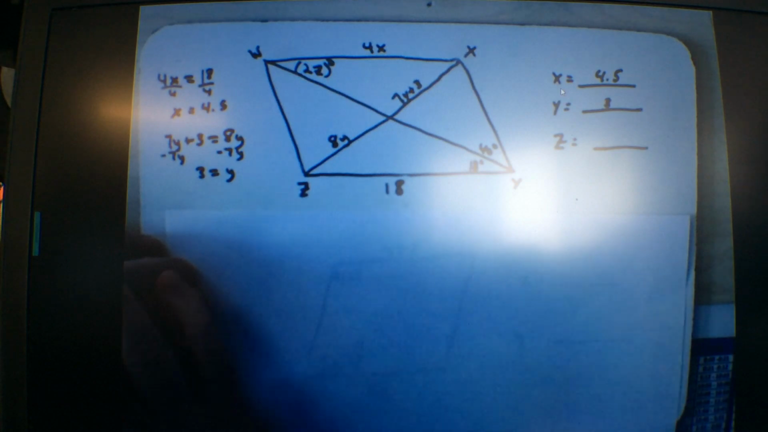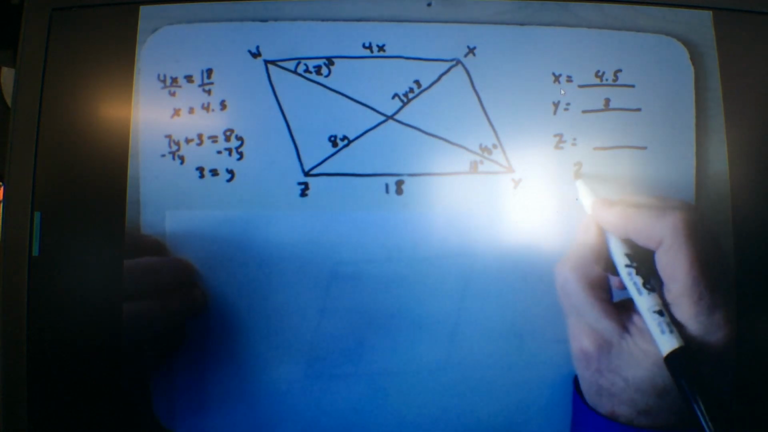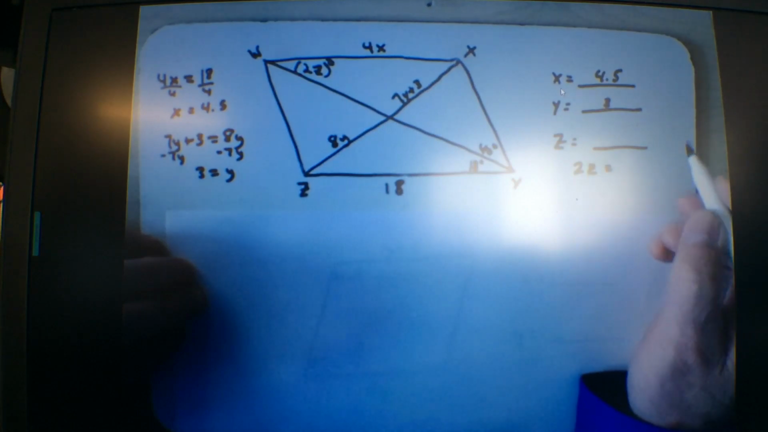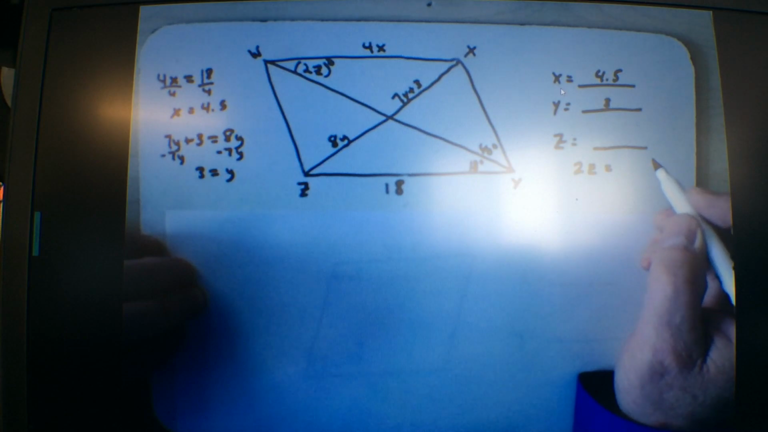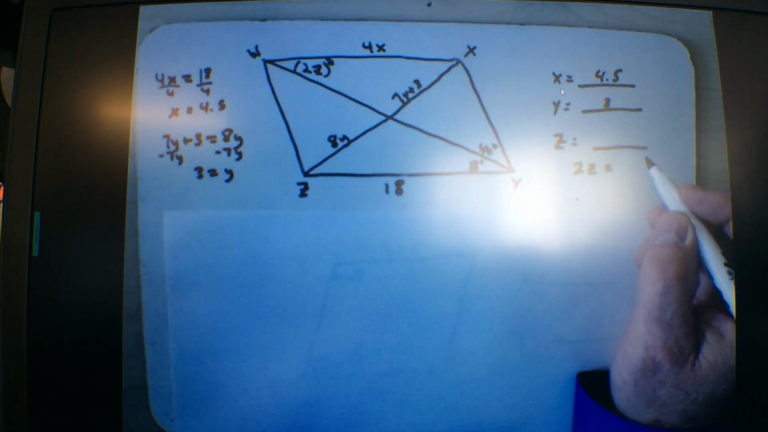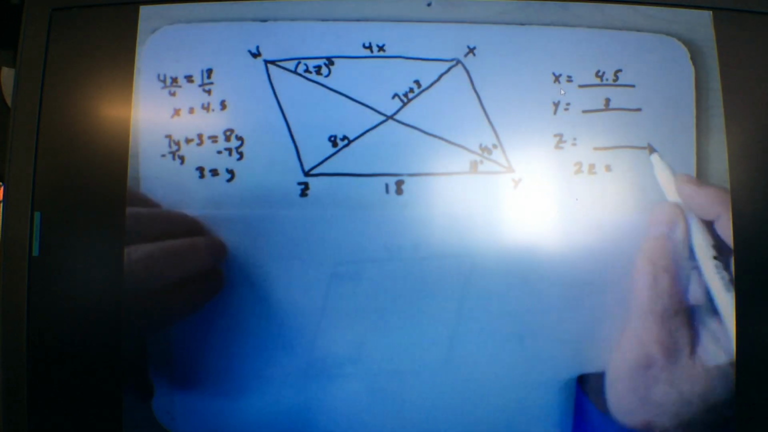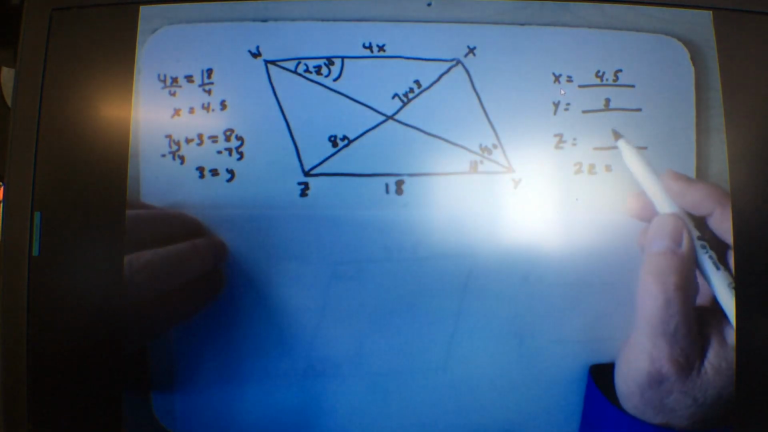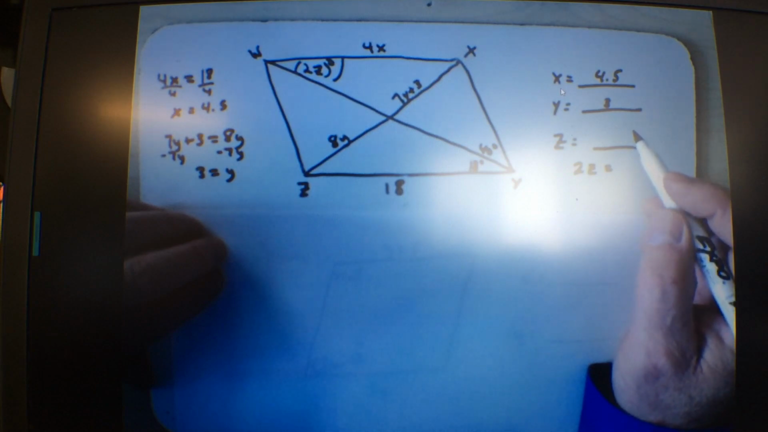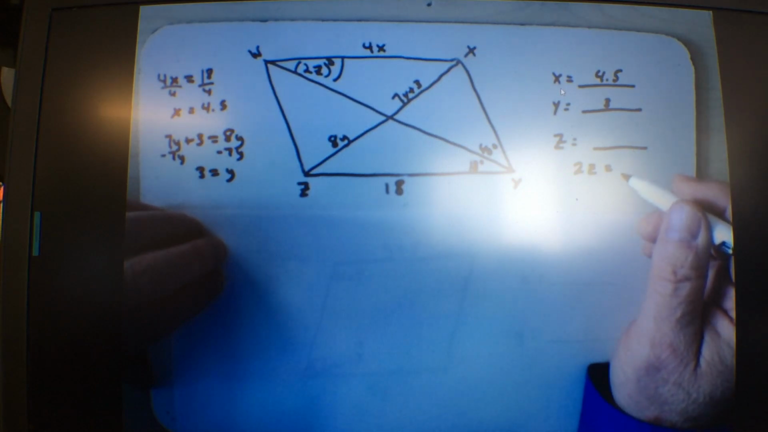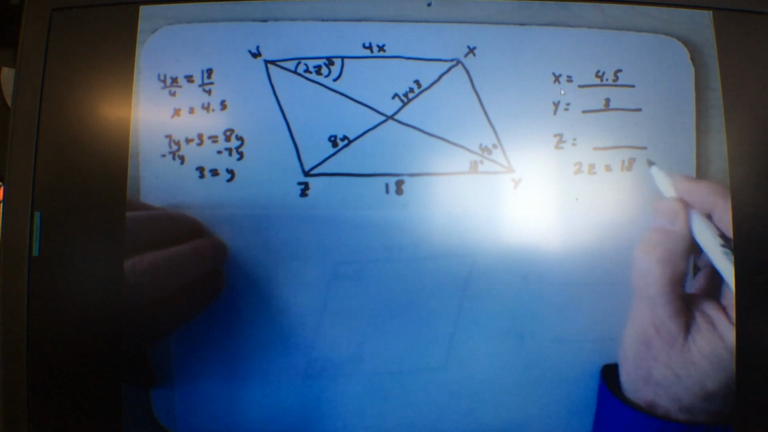All right, and how do I find z, Kellen? 2z equals what? Not 40 plus 18, because 2z is only this angle here. Anybody want to take another guess? 18. 18. And here's why.